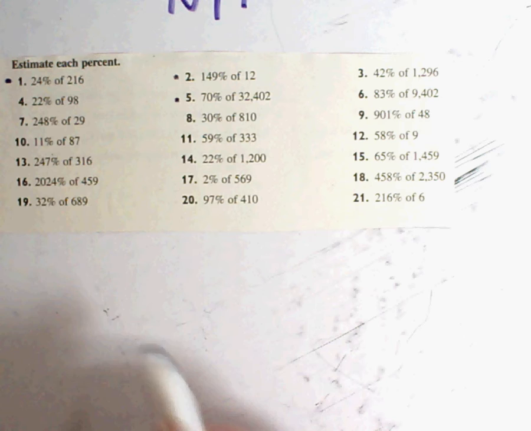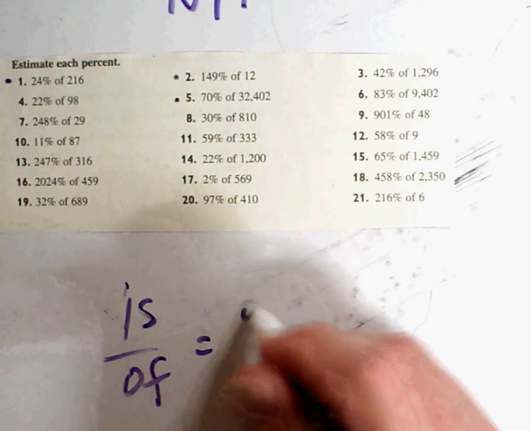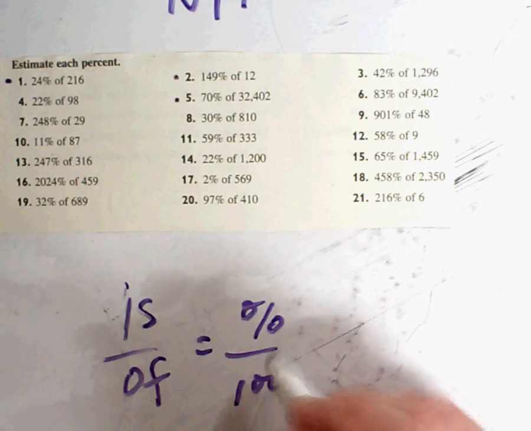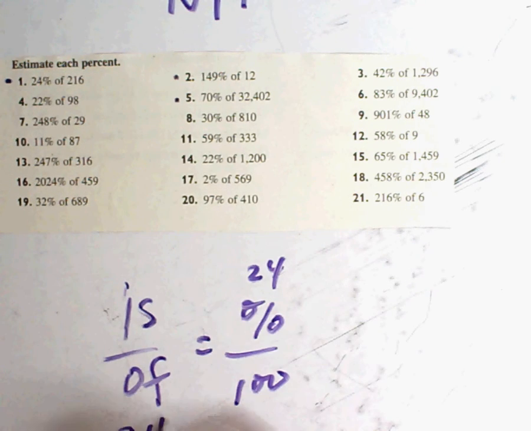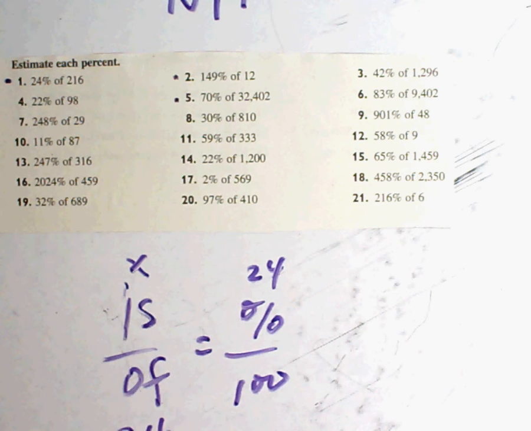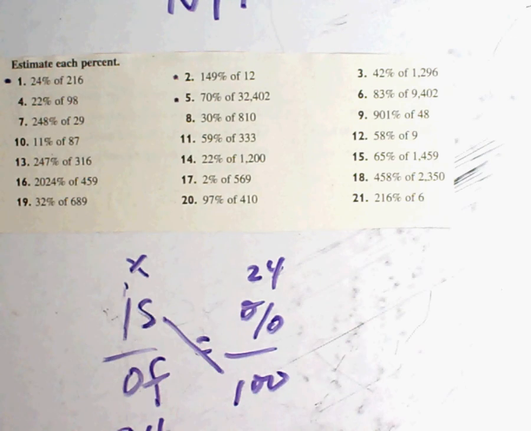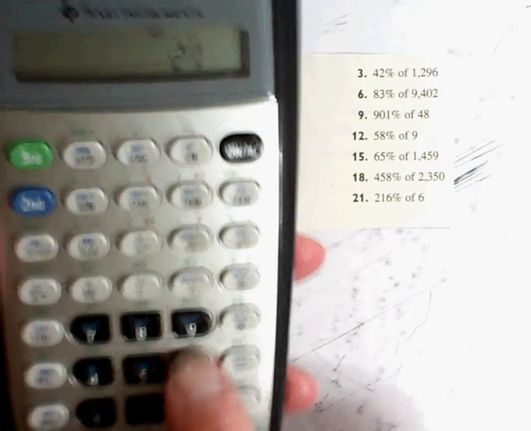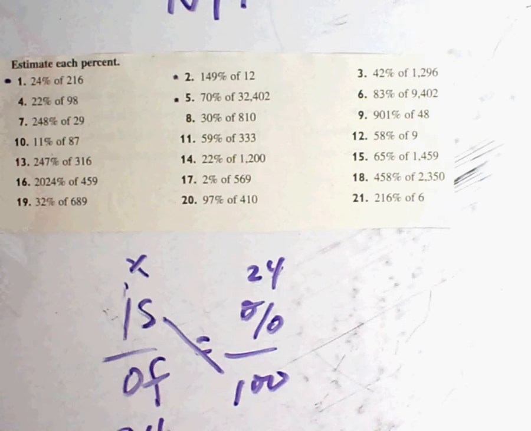All right, to do percentages, it's going to be is over of equals percent over 100. 24%, so 24 goes of 216. Notice it's 100 every time. There's my x. Cross multiply: 100x, that's those two, equals 216 times 24, 5184, divided by 100.